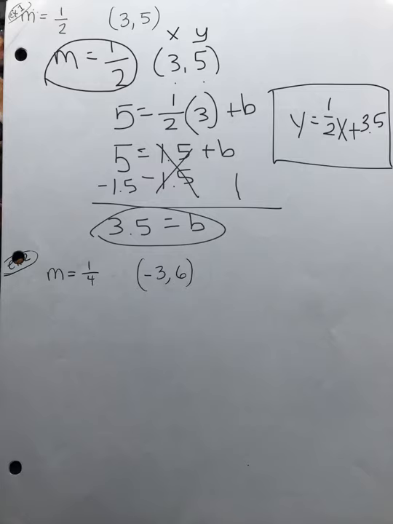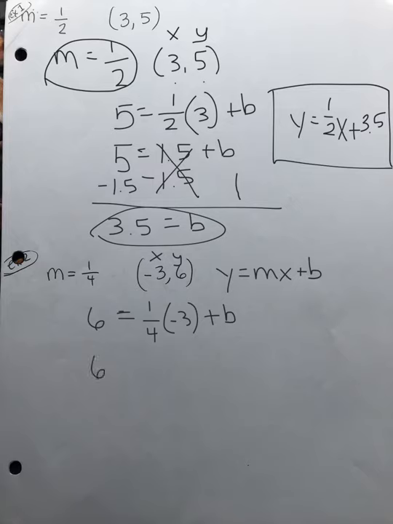The second question. Again, we have an m, we have an x, we have a y. So y is 6. You're always putting it into y equals mx plus b. So y was 6 equals m 1/4. If you don't like 1/4, put it into a decimal, so like 0.25. X is -3 plus b, which we are trying to figure out right now.